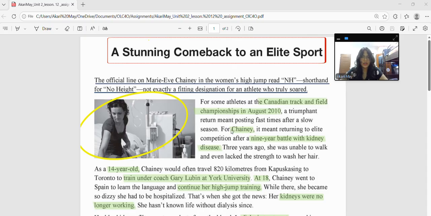So for Jamie, we can know that this is a woman. This is the name of the woman that we're reading about, her and her story. A 9-year battle with kidney disease. So we're pretty sure that this woman is named Cheney, and then she's been struggling. She's been going through a lot for 9 years with the kidney disease.